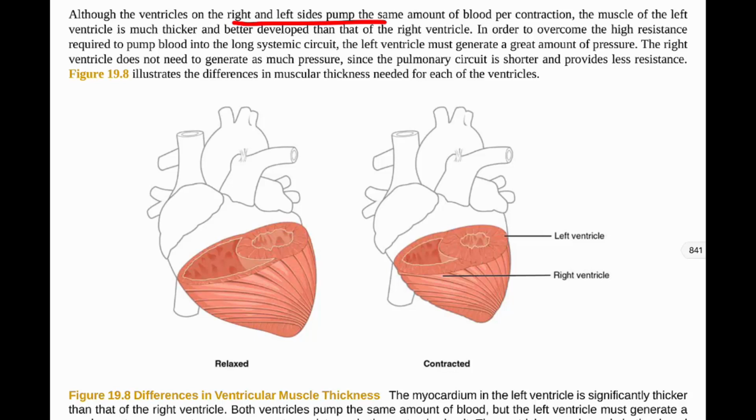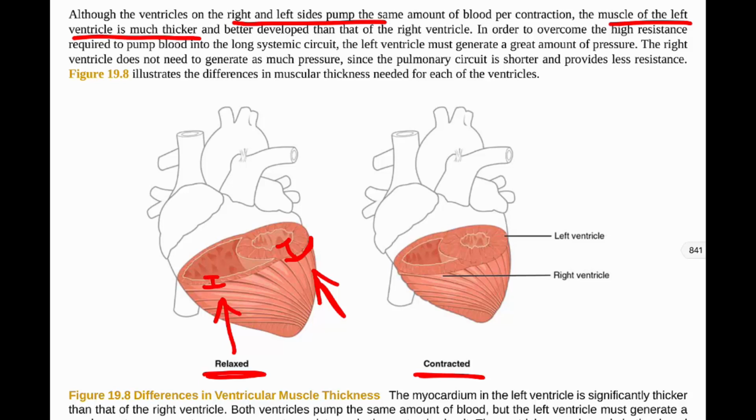So you can see in the picture here in a relaxed heart or a contracted heart, this is our left side. This is our left ventricle here. You can see how thick the muscle is here versus the right side. You can see how thin the muscle is here compared to the left side. The left side is thicker and more developed because it has to overcome the resistance required to pump blood into the long systemic circuit.